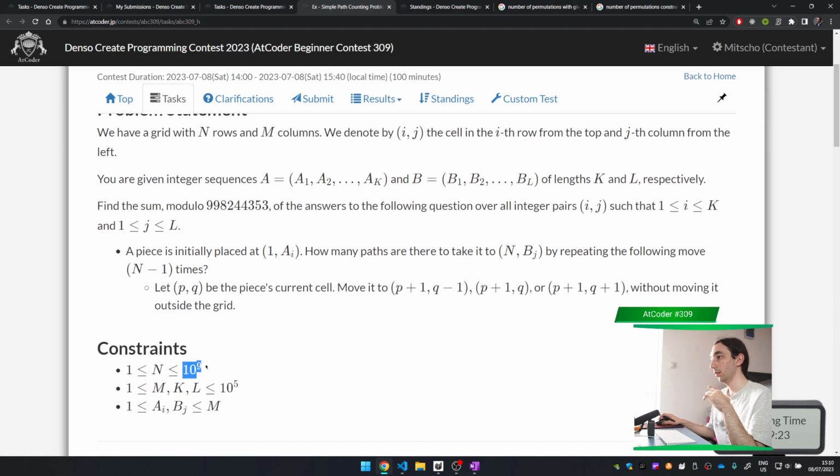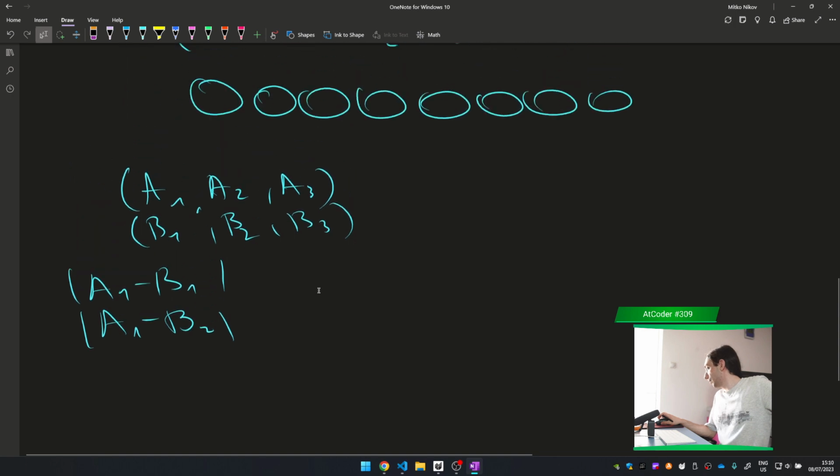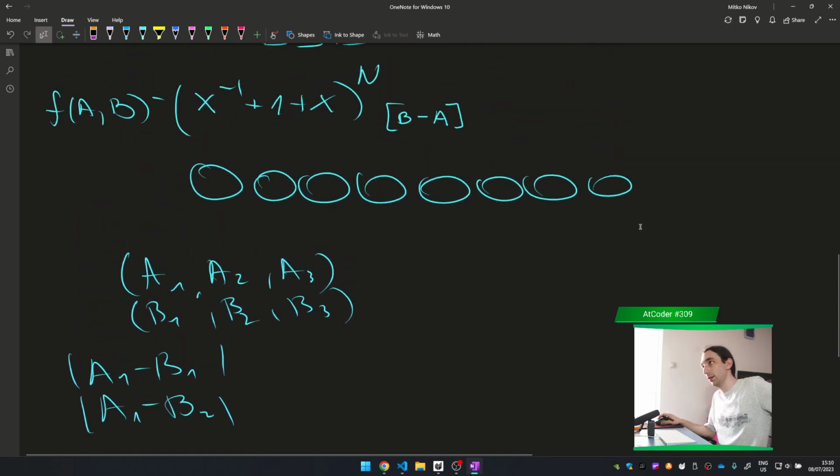Yeah, the polynomials can be done in logarithmic time. So n is in logarithmic time here, log n, or something like that. This is not the problem. The problem now becomes how to compute this for every a, b.